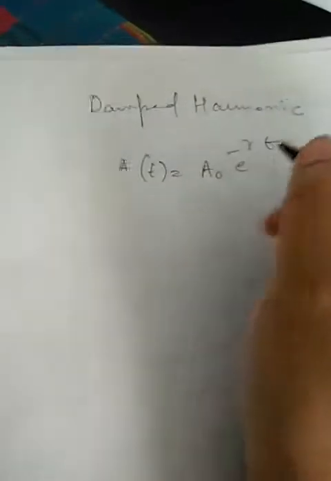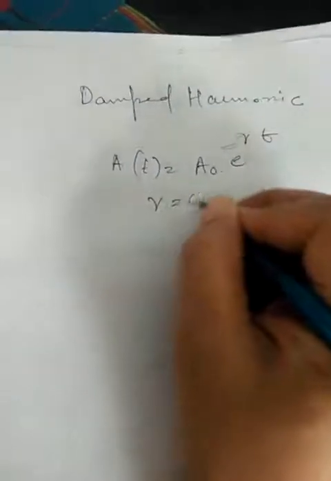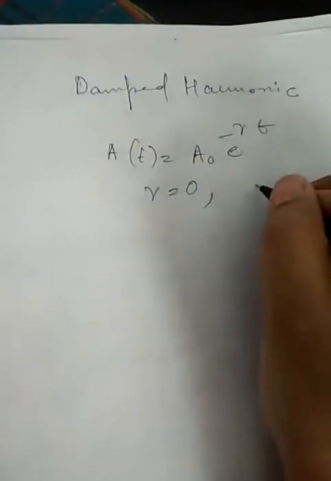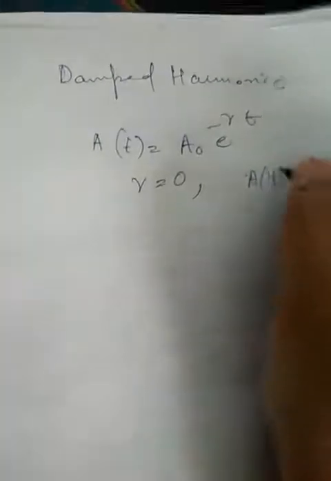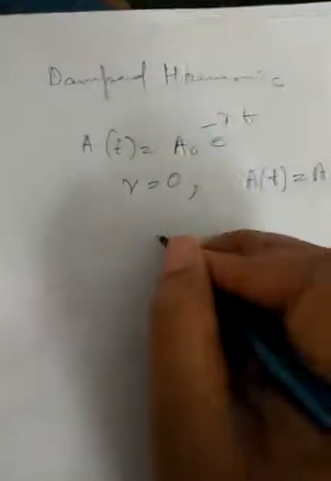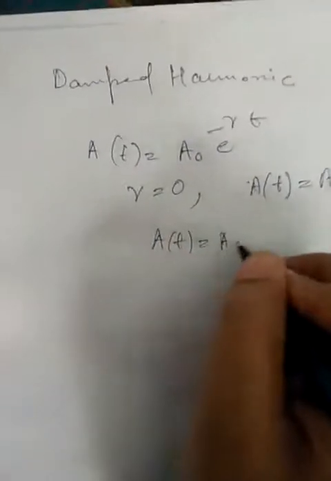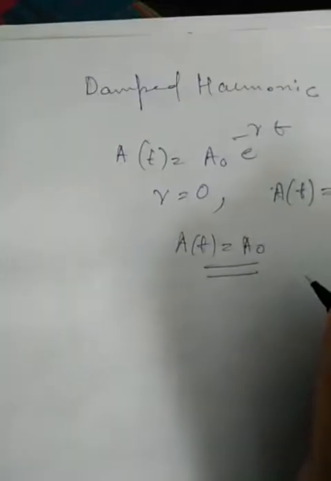In the morning, we discussed the damped harmonic oscillator. In that case, we formulated a particular equation: A(t) is equal to A naught e raised to power minus gamma t. So in the absence of friction, when gamma is equal to 0, the amplitude A(t) is equal to A naught e raised to power minus 0, so A(t) is equal to A naught. The amplitude comes out to be A naught in the absence of friction.